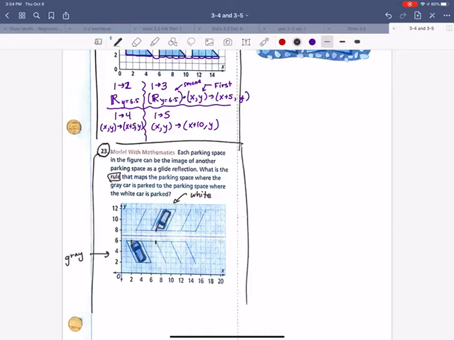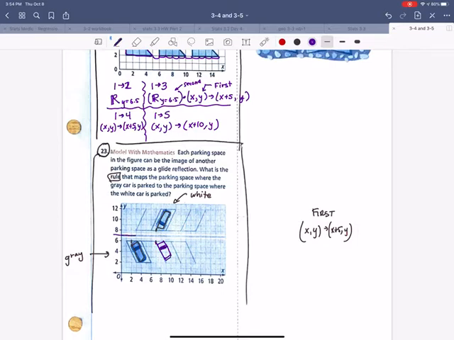So first, I want to slide it 5. So that would look like this. Y didn't change, but we plus 5 in the X. So now my car's here, kind of.